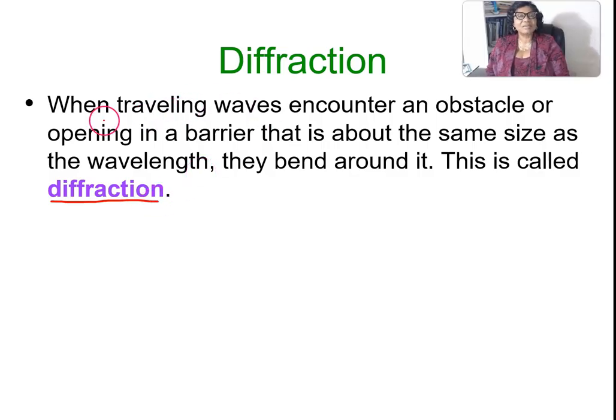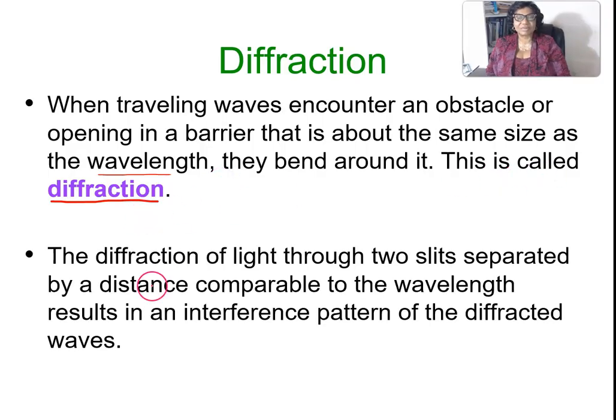So when traveling waves encounter an obstacle or opening in a barrier that is about the same size as the wavelength, they bend around it. This is called diffraction. The diffraction of light through two slits separated by a distance comparable to the wavelength results in an interference pattern of the diffracted waves.